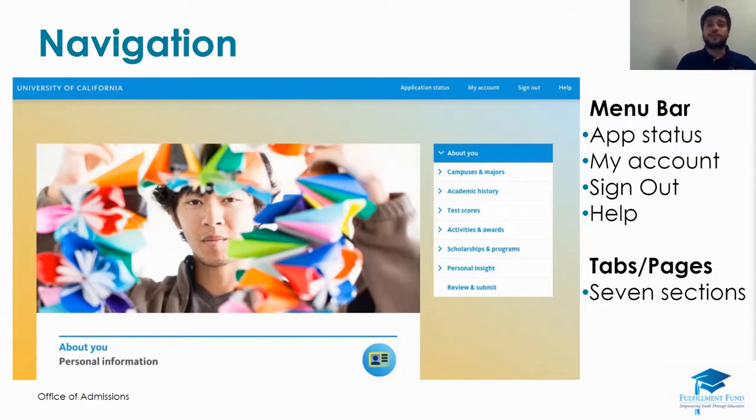Of course, through the help section, this shows answers to frequently asked questions depending on what section of the application you're on. And clicking on the help will also display the contact information for our UC Application Center, which can be a very big help if you ever get stuck on the application process.